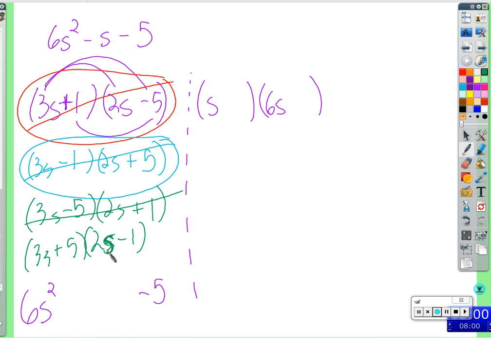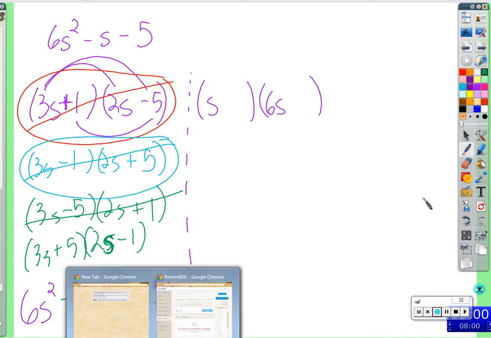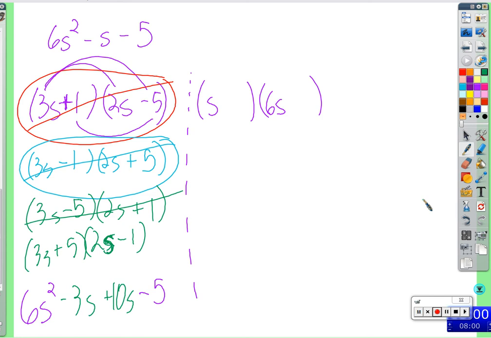And we get 6s squared, we get our negative 5. We get 3 times negative 1 is negative 3s. 5 times 2s is positive 10s. So see what happened when we switched the signs? We just switched the signs of the two s terms, and we wind up with the opposite, right? We got negative 7s before, and now we get positive 7s. So that's something to keep in mind. If you just switch the signs, the sign of this middle term will switch, just become the opposite. So that is not working.